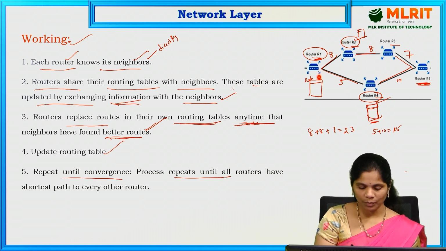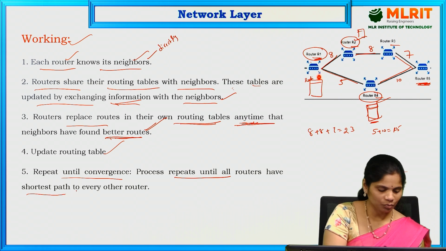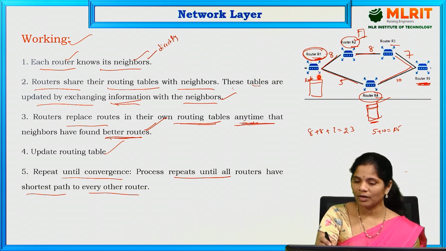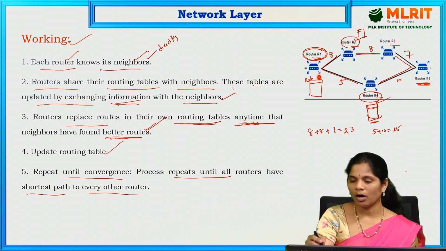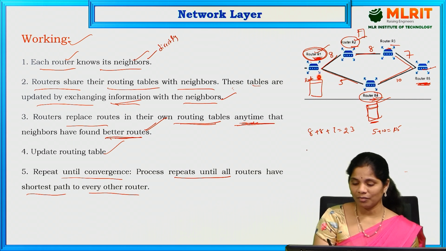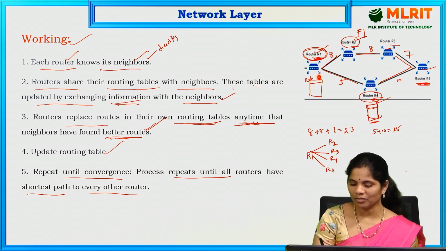It repeats until all routers have the shortest path to each and every node. Meaning each and every node: from R1 to R2, which one is the best path? From R1 to R3, which one is the shortest path? From R1 to R4, which one is the shortest path? From R1 to R5, which one is the shortest path? Like that, from R1 it will check all other routers, R2, R3, R4, R5, which one is the best path?